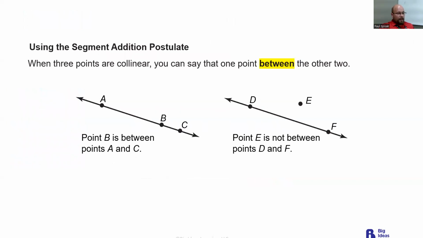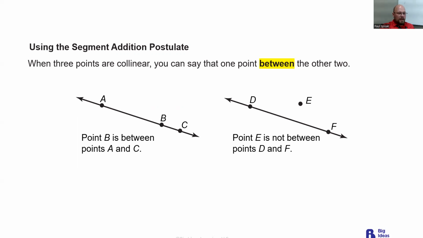Now, using the segment addition postulate, when 3 points are collinear, you can say that 1 point is between the other two. So on here, we have A, B, and C on the first diagram. B is between A and C. It's on the same line. It's collinear, and it's somewhere between them.